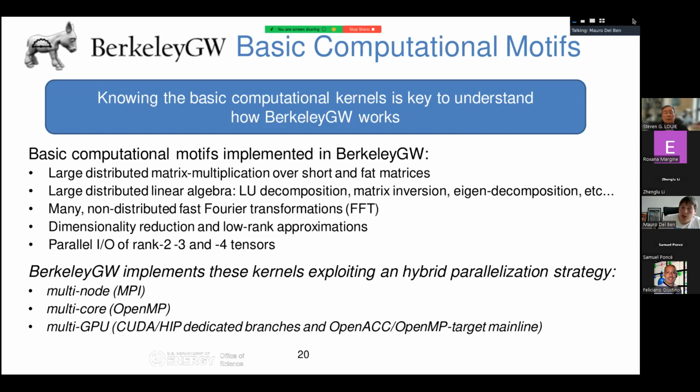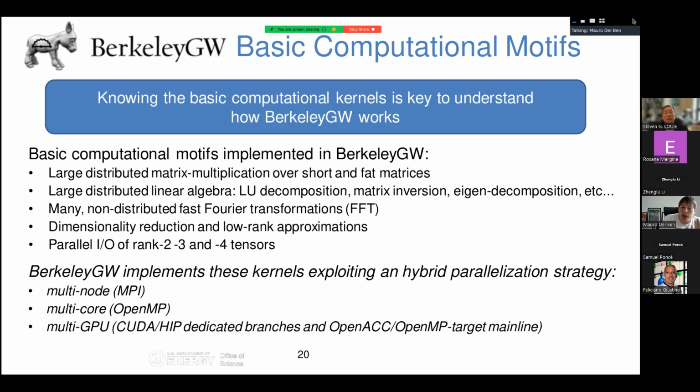We do a lot of linear algebra, so LU decomposition, matrix inversion, eigen decomposition of those previously mentioned. Non-distributed FFT, which means that we don't go over nodes to perform distributed Fourier transformation as is usually done in most FFT codes. Everything is embarrassingly parallel and done at the node level. We do dimensionality reduction, tensor-like reduction for the computation of the self-energy, for example. And again, we have parallel I/O for the rank 2, 3 and 4 tensors, the kind of operation we need to output in order to perform the entire workflow.